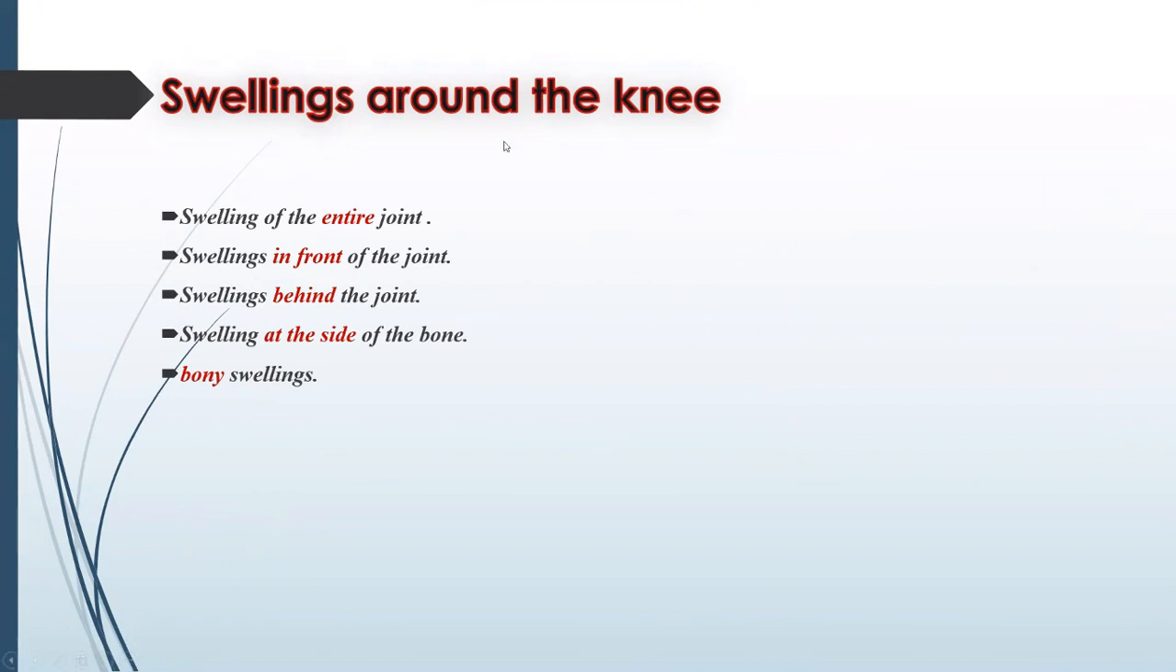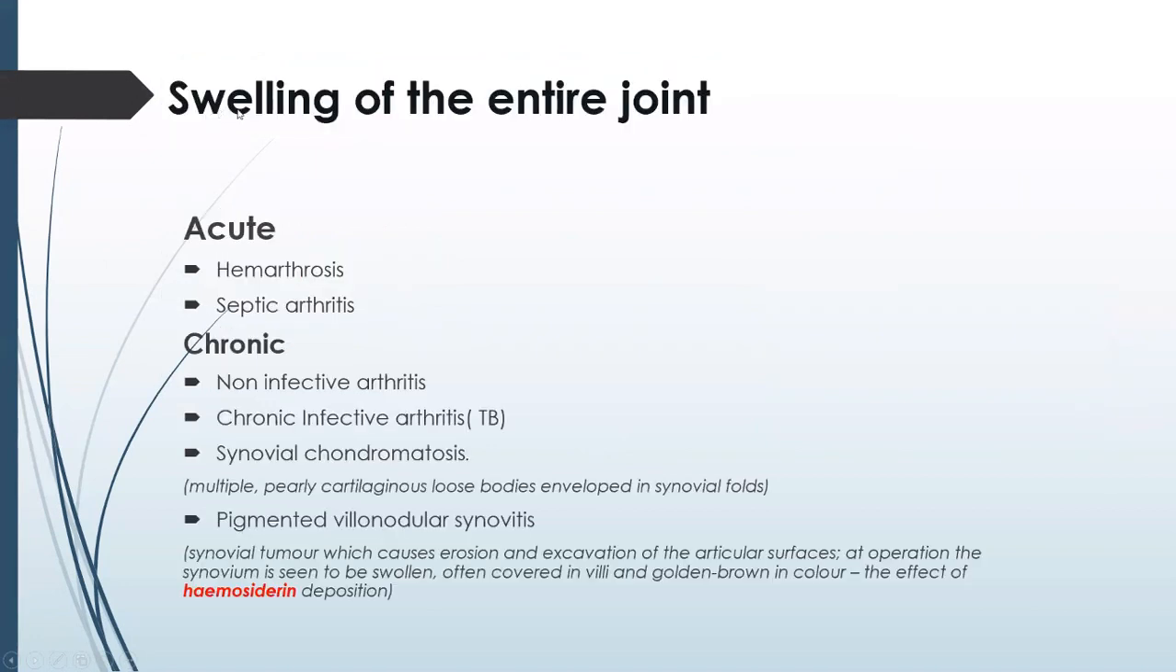Now we will go to the other part of the seminar. It is the swelling around the knee. Swelling around the knee, we can define either it is from the entire joint, or it is in front of the joint, or behind the joint, or at the side of the bone, or it is bony swelling. We will start with swelling of the entire joint. We can classify it either as acute or chronic.